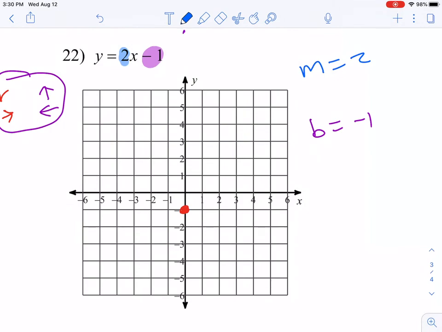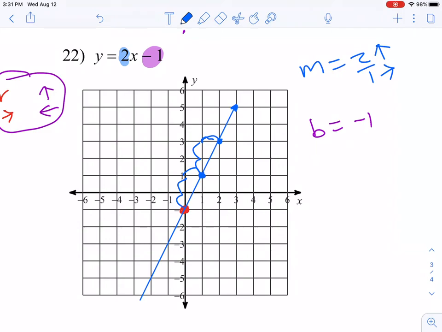So if I jump into this, I realize I can make that a fraction, right? 2 over 1. And then this is telling me up and right. So I'm going to count up 2, 1, 2, and over 1. Up 2, right 1. Sorry, I created a little extra dot there. It shouldn't be there. So up 2, right 1. I'm going to make a line here.